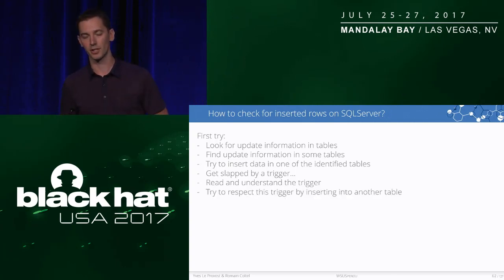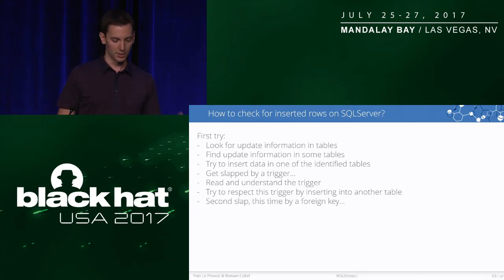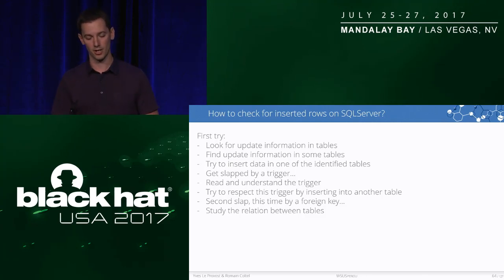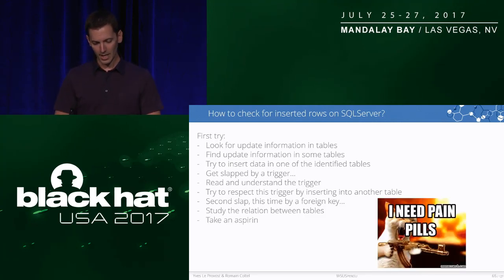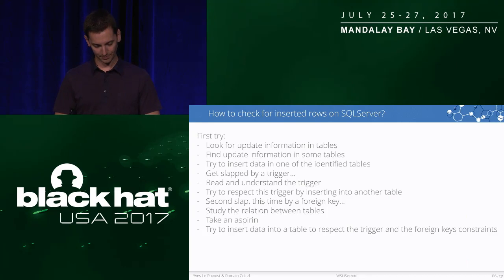Okay, we try to respect this trigger. Then, nope, that's not good either. This time it's not a trigger, it's a foreign key. Of course there are foreign keys in a relational database. That's okay, so we studied the relationships between the tables and mapped all the foreign keys used. That was really painful, actually, but we managed to do this, and we tried to insert data into the table, respecting the triggers and the foreign key constraints.